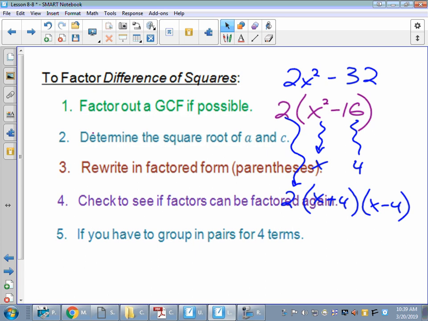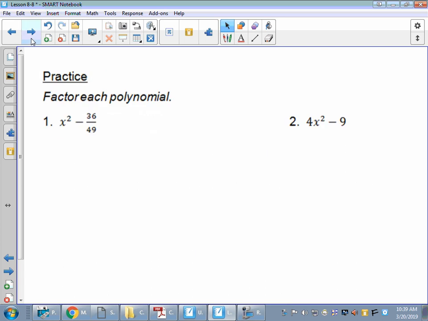All right, so let's take a look at an example, shall we? The first one looks a little bit tricky, but it's not. So we have to look, can we factor out a GCF? Well, no, there's not really anything in common there. Greatest common factor, it looks like it's already set. So determine if there's square roots. Well, we know that the square root of this one here is x, because the square root of x squared is x. But what about this one?